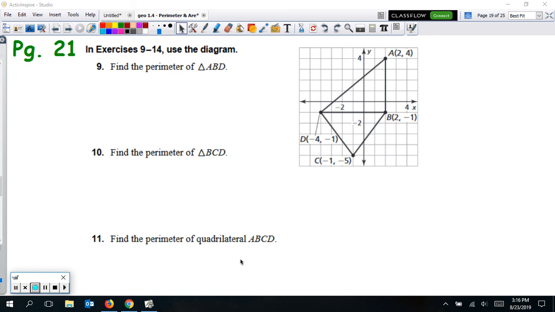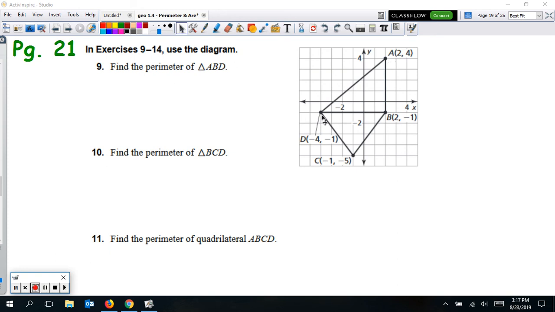Okay, so now here we are with 9 through 14 on our extra practice. This is page 21 now at the top. We're going to use this diagram over here for 9 through 14. For 9 to 11, we're looking at perimeters, and then 12 to 14, we'll look at the areas. Starting with 9, it says find the perimeter of triangle ABD. When it puts a little triangle in front of some letters, we know it's talking about a triangle. So we look over here at triangle ABD. I think that's the first time we have seen that symbol so far.